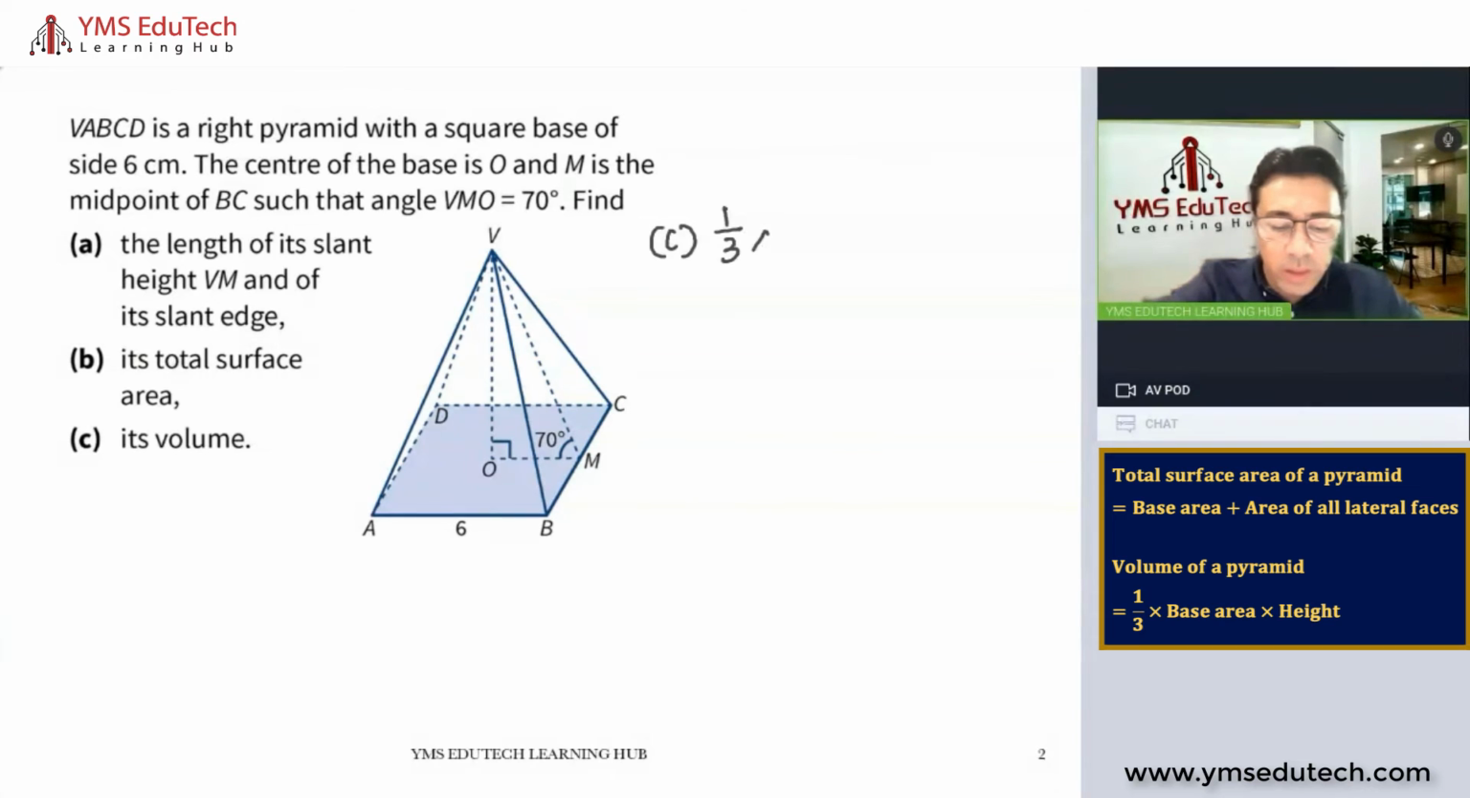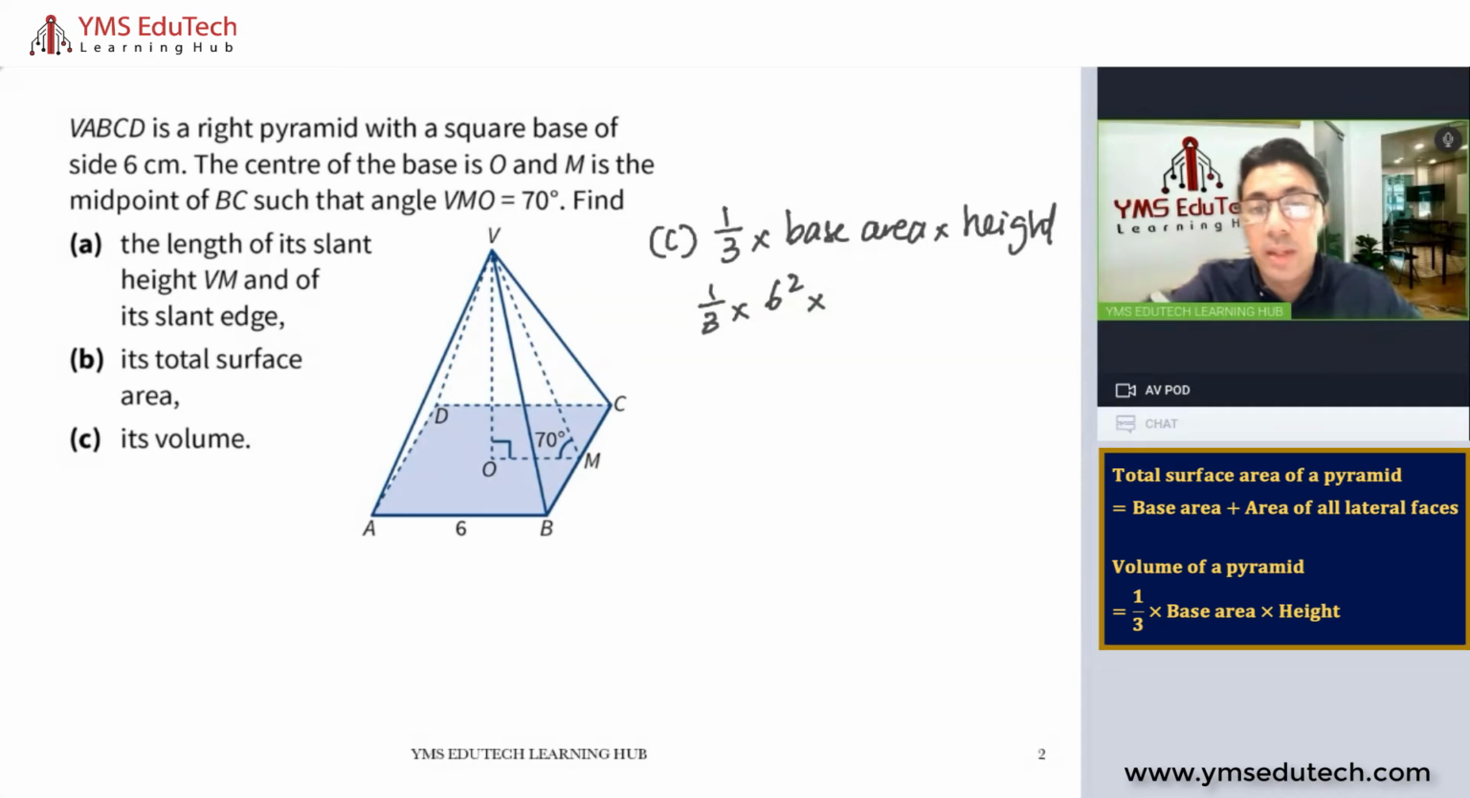Straightforward, 1/3 times base area multiplied by height. 1/3 multiplied by 6 squared, and the perpendicular height. What's the perpendicular height? VO. Now we have not found VO yet.